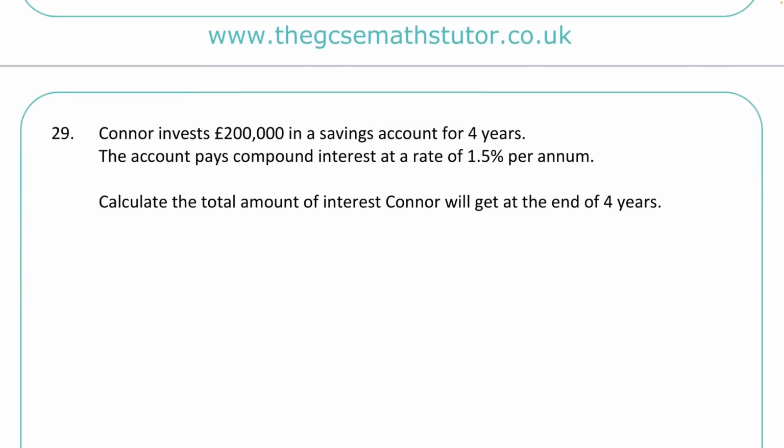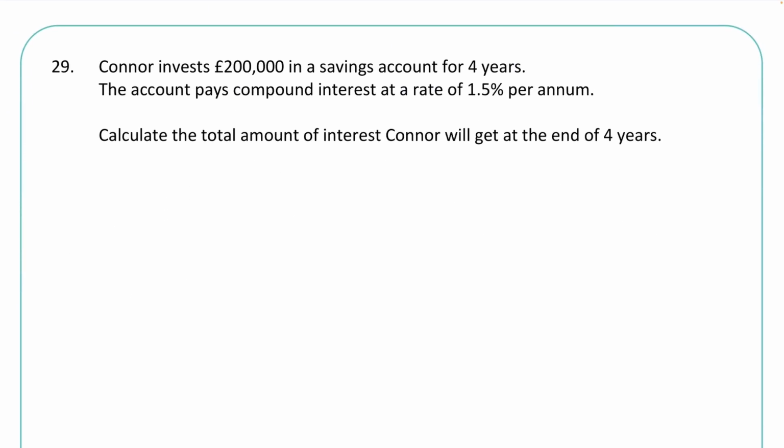Okay, on to our next question. So this one here is about compound interest. It says Connor invests £200,000 in a savings account for 4 years, and the account pays compound interest at a rate of 1.5% per annum, which just means per year. Calculate the total amount of interest Connor will get at the end of 4 years. So to get the total amount of interest, we're going to first calculate exactly how much he has at the end of 4 years. Then we'll subtract the original 200,000.